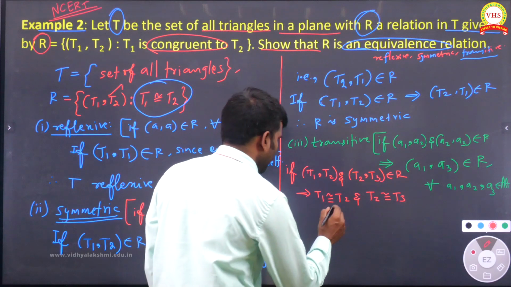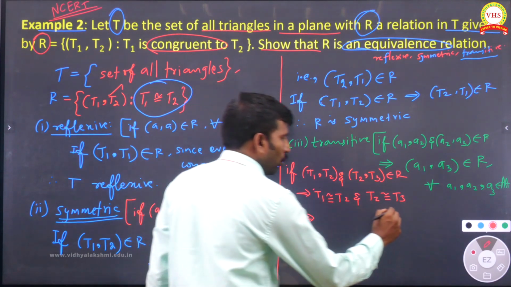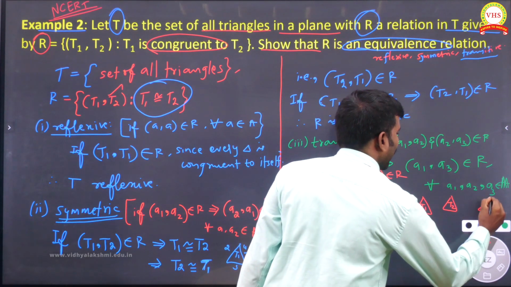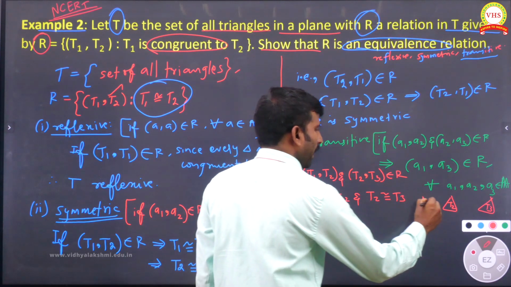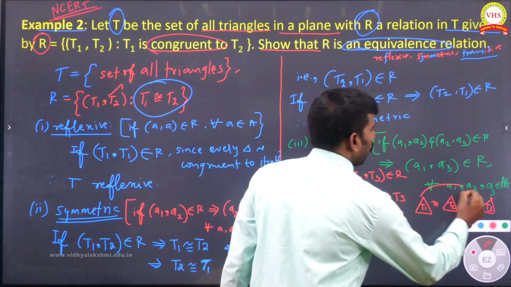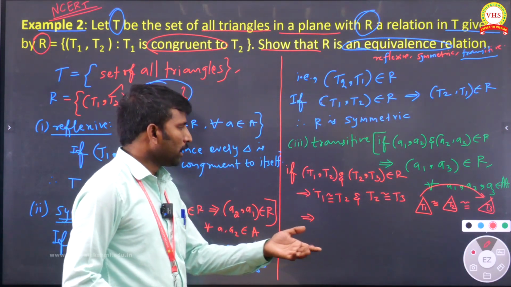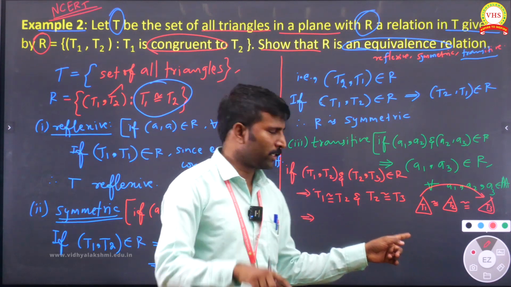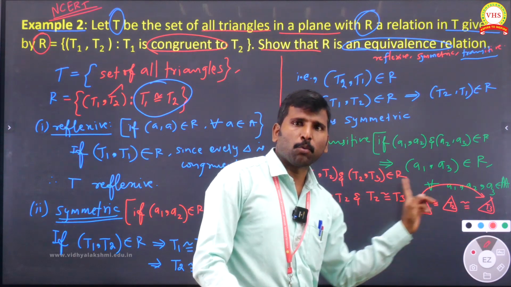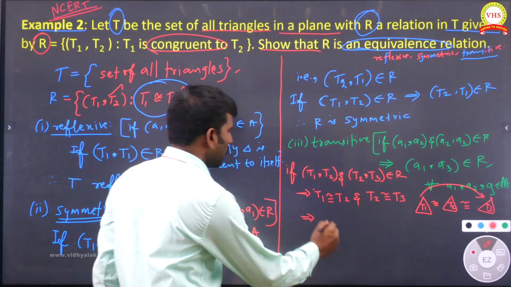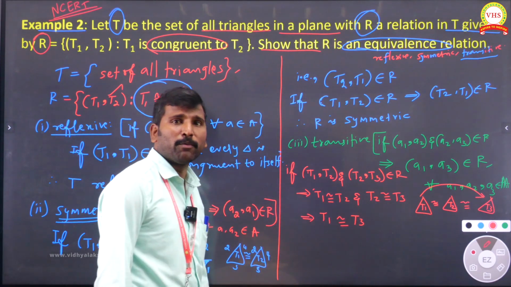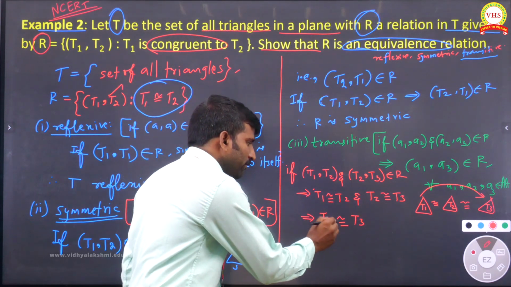Then surely what can we say, children? See here, triangle 1, triangle 2 and triangle 3. What is the meaning? Triangles 1 and 2 are congruent, triangles 2 and 3 are congruent. Then surely 1 and 3 will also be congruent. Congruent means same shape, same size. 1 and 2 have the same size, 2 and 3 have the same size, so 1 and 3 also have the same size. No change in it. So this implies triangle 1 is congruent to triangle 3. These things will be satisfied.